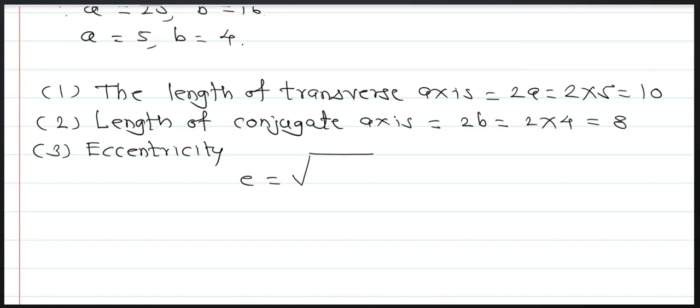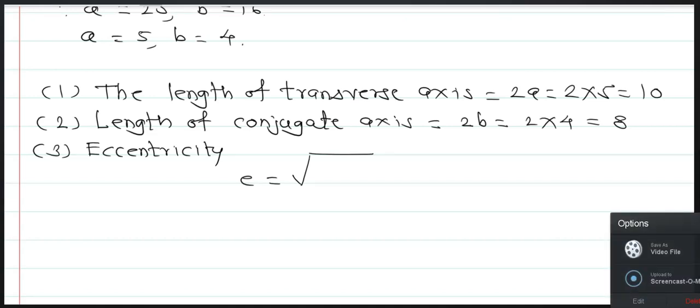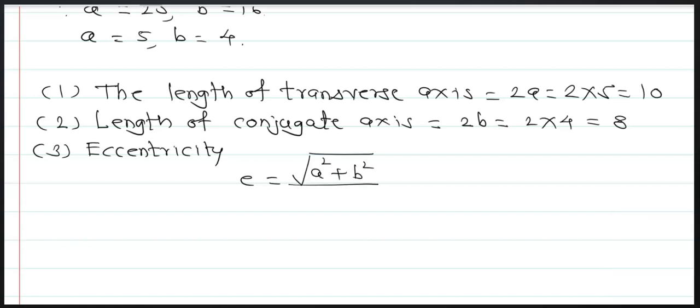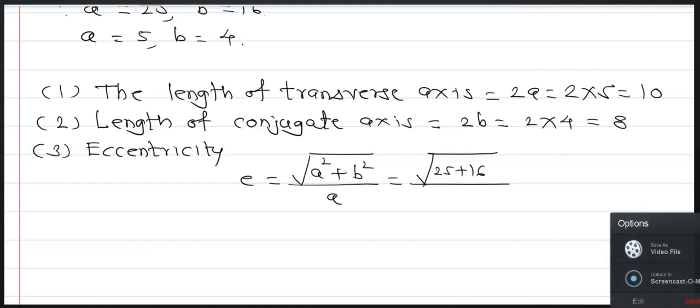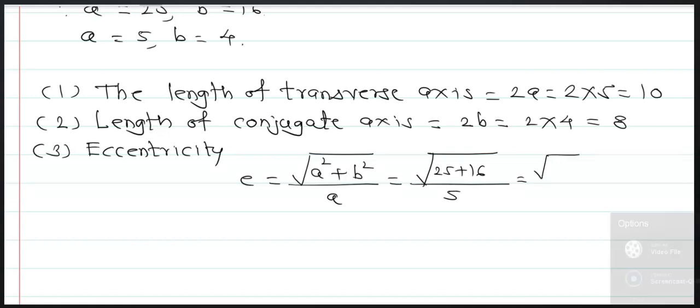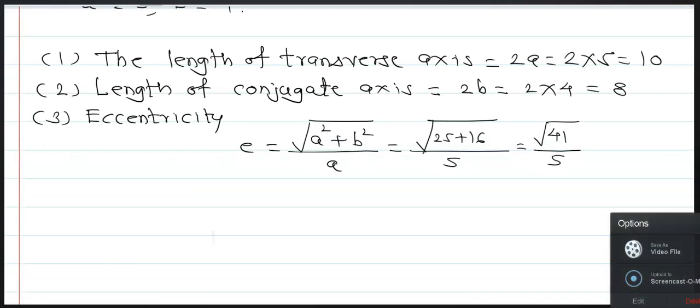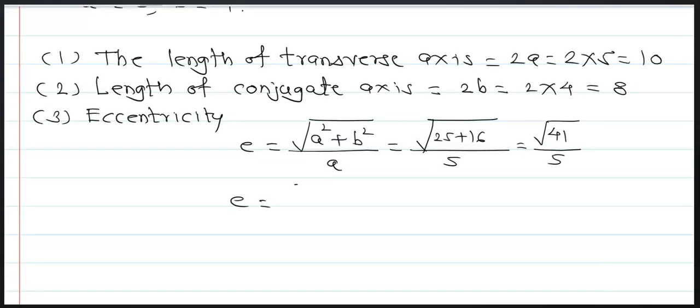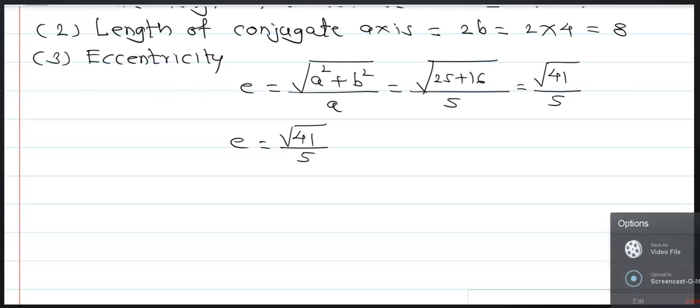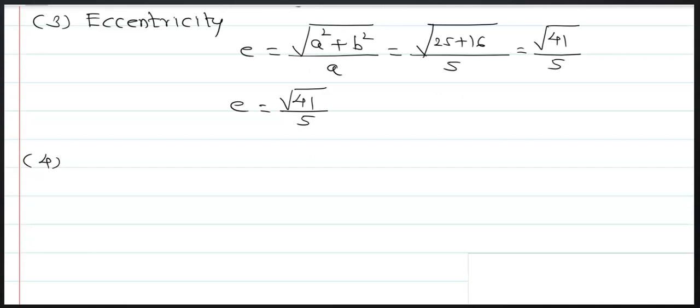Eccentricity, e is equal to root of a square plus b square upon a, that is equal to root of 25 plus 16 upon 5, that is root of 41 upon 5. Therefore, e is equal to root of 41 upon 5.